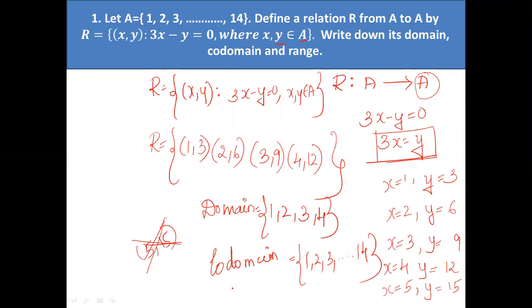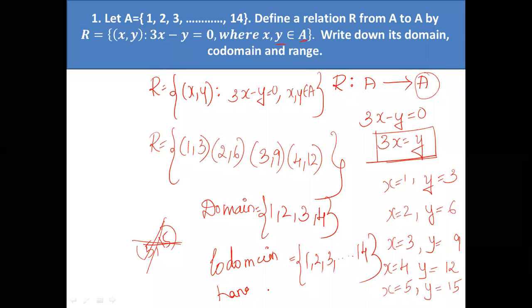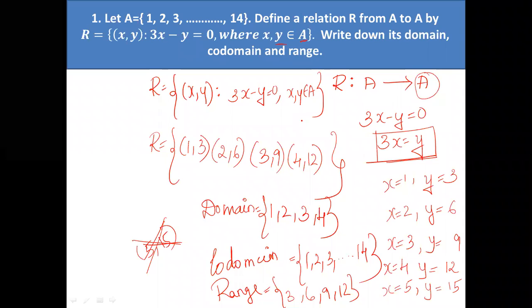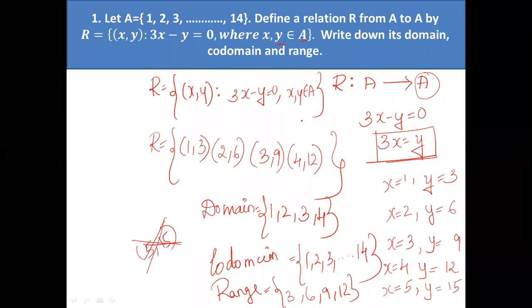Yes, fine. What is range? Yes, good Santhalin, good Kirti, good Afrin. Yes, Sharadi, Deepak. Yes, good Soundarya, Chandana, Tasmia. So what is the range? Range is 3, 6, 9, 12. Why? Because range is nothing but the set of second elements in the ordered pair. Can we move to the next question? Good Sonal, good Rihan, good Divya. We'll go to the next question.